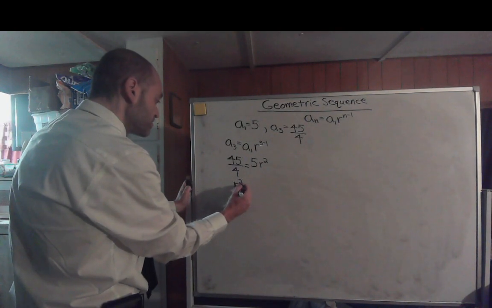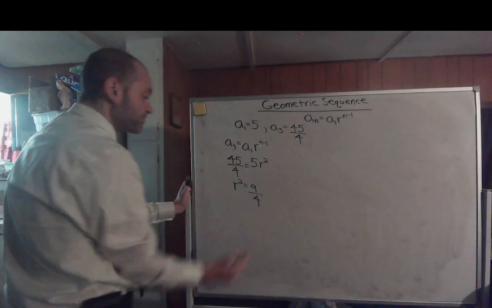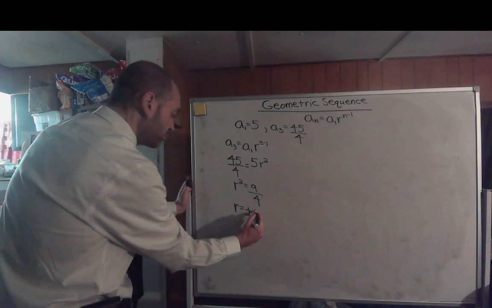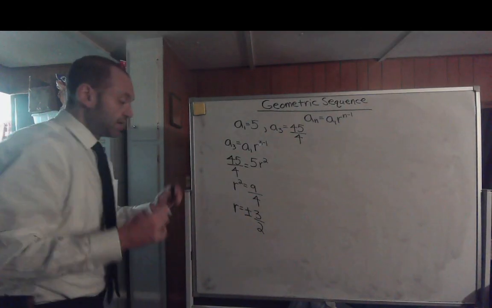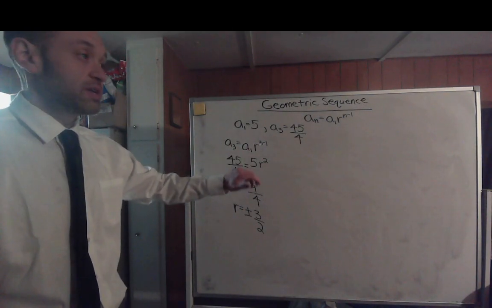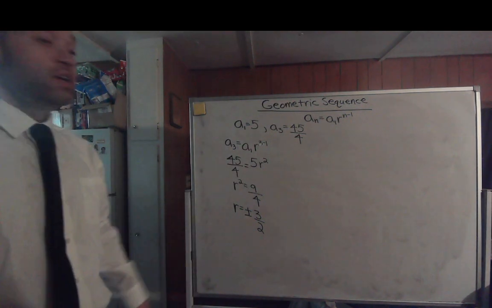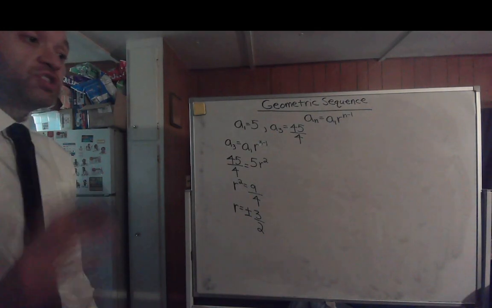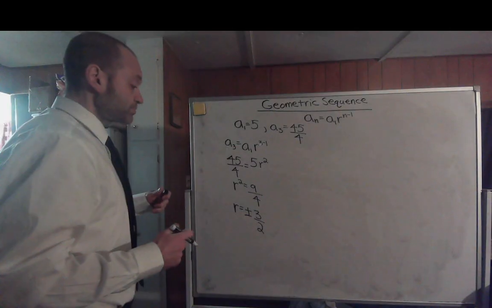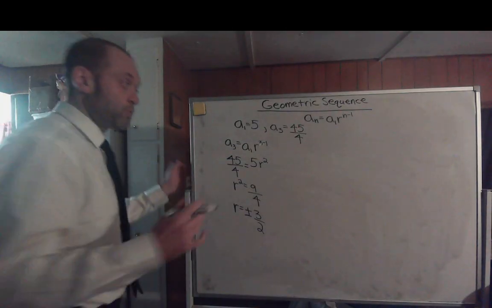So we'll get r squared if we divide both sides by 5. r squared equals 9/4, which means r would equal either plus or minus 3/2. Here's the thing. It could be either plus or minus 3/2 because we don't know what the second term is. We don't know if it's positive or negative. So it is entirely possible to have two values of r. It's entirely possible. So that means in this case we're going to have two explicit formulas.